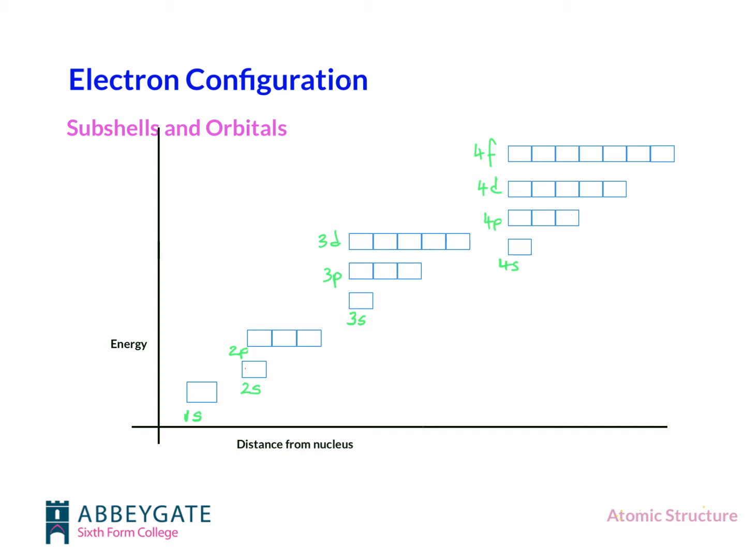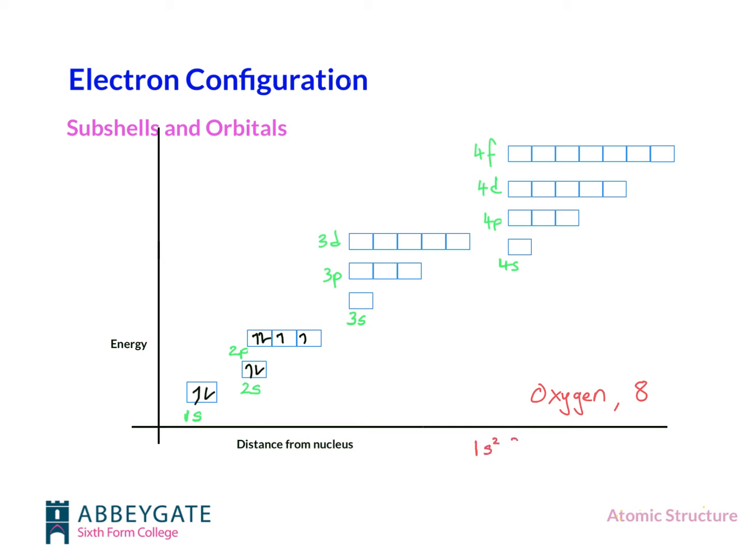So if we consider, say, oxygen, and oxygen has 8 electrons, the rules are that we start from the beginning. We always fill up from the lowest energy level first, and we don't pair up until we have to. So oxygen's got 8 electrons, so it's going to have 2 in the 1s, 2 in the 2s, that's 4, and then 4 in the 2p.